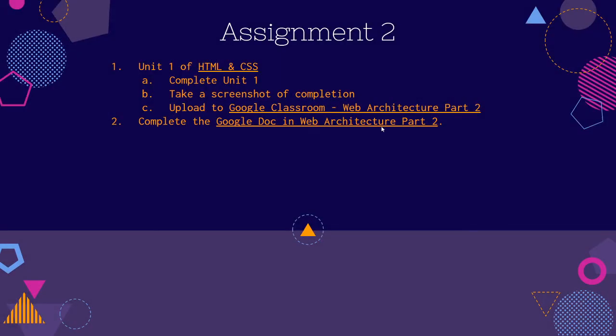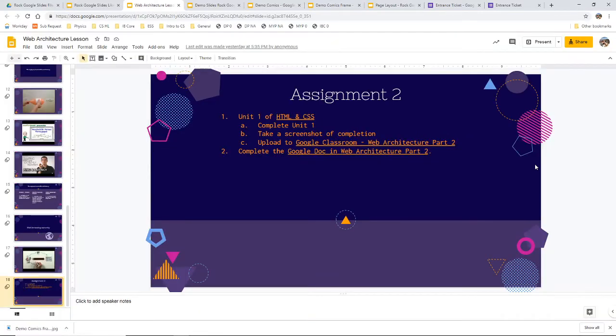And then we wrap it up with assignment number 2, where we have all these links within assignment number 2. Again, you can have all these pointing to Schoology instead of Google Classroom, pointing to a Google Doc within Google Drive, all sorts of fun stuff.